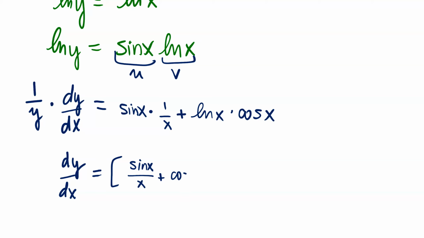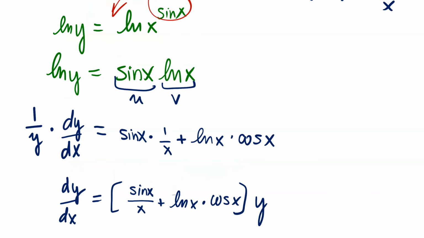So dy dx is going to equal sine of x over x plus, I'm going to say cosine of x, ln of x. It doesn't matter the order. It's fine. You know what? I think people will be angry, I'll keep it in the same order: ln of x times cosine of x. Now, don't forget, I got to multiply by y because I'm multiplying both sides by y. But wait, what is y equal to? x to the sine of x.